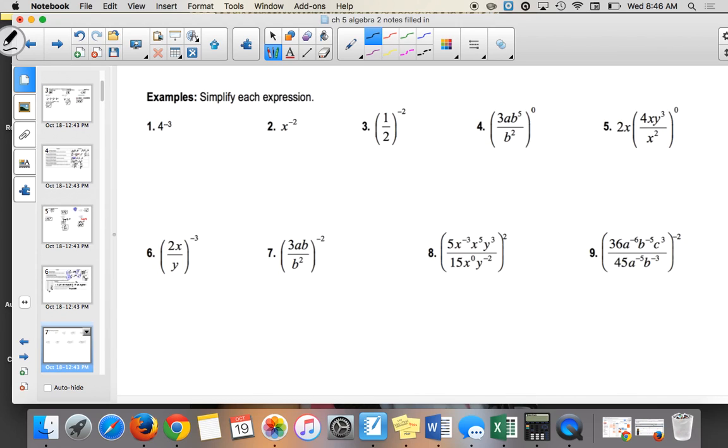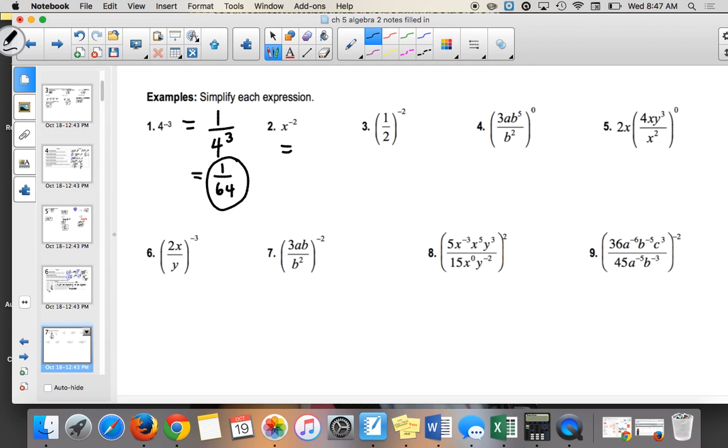All right. So if I have 4 to the negative 3, we just said 4 to the negative 3 is 1 over 4 to the 3. 4 to the 3: 4 times 4 is 16, 16 times 4 is 64. So this whole thing is 1 over 64. As a math teacher, I know lots of squares and cubes.